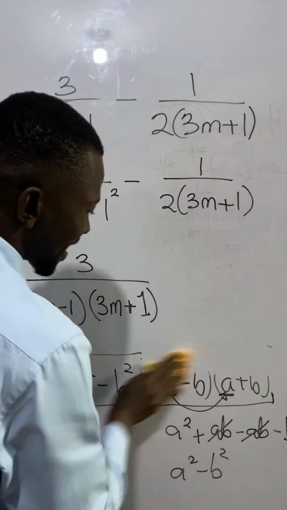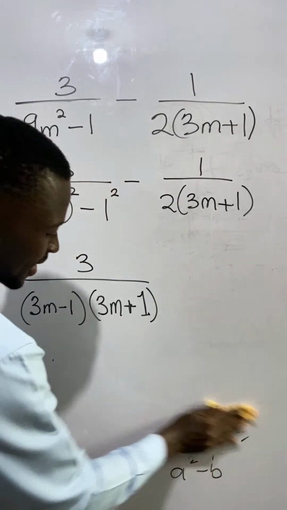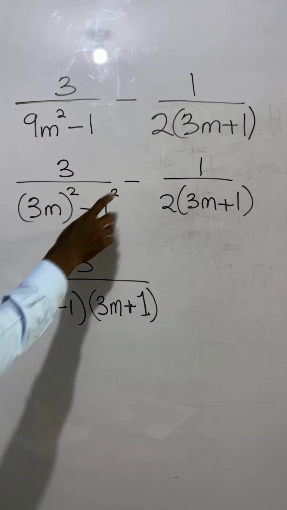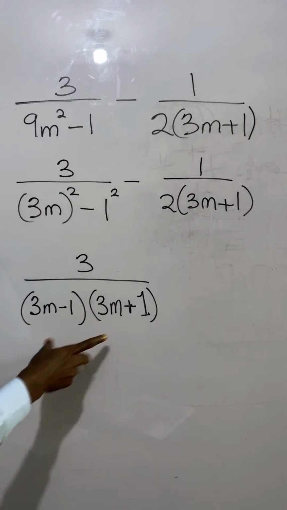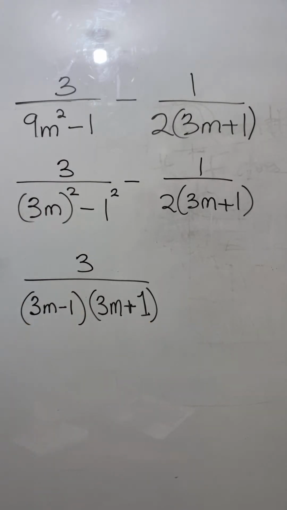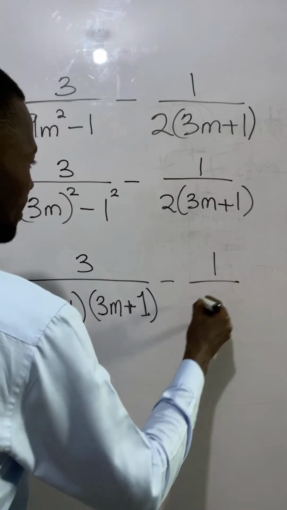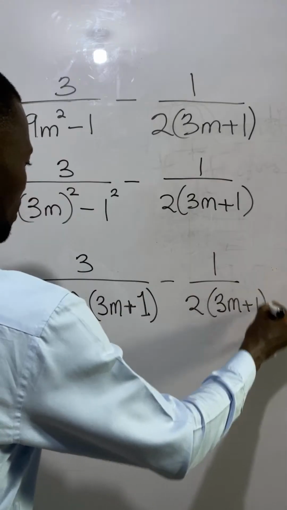So with that understanding of difference of 2 squares cleared, it means that 3m squared minus 1 squared is the same as 3m minus 1 multiplied by 3m plus 1. That is well understood. Now let's repeat what we have in the next fraction: 1 divided by 2 into bracket 3m plus 1.